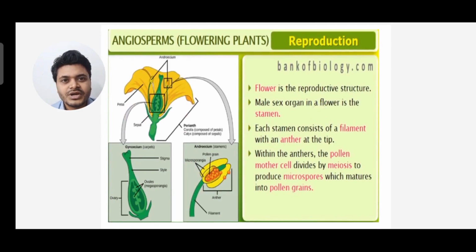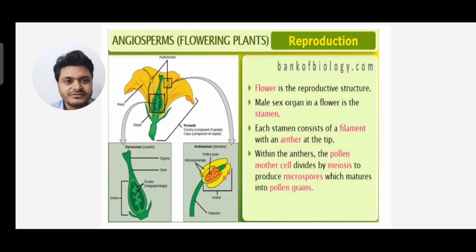Now you can see the reproduction in angiosperms. The flower is the reproductive structure, and the male sex organ in a flower is the stamen. Another name of stamen is androecium. Each stamen consists of an anther and a filament. The anthers are at the tip.